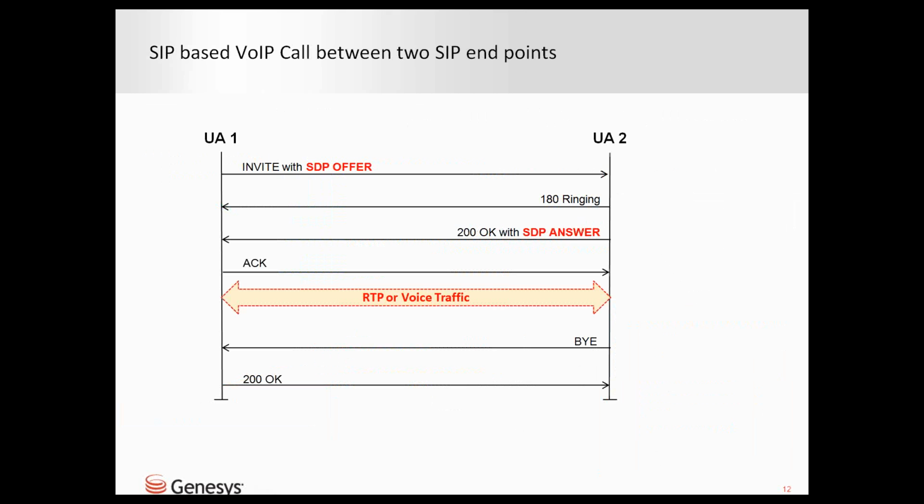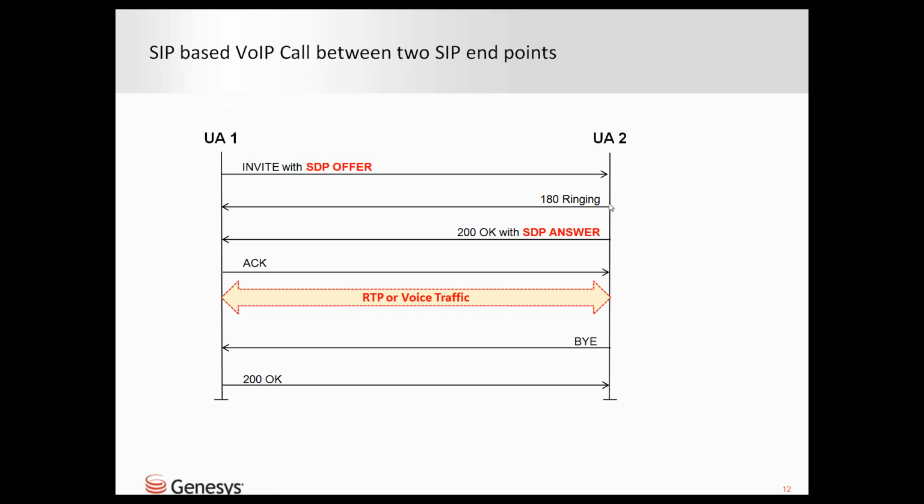Now, if you see a SIP-based VoIP call between endpoints, it's UA, user agent. This is the terminology we use in the RFC. Throughout the RFC, you will hear user agent 1 and user agent 2, and that's where you get back-to-back user agent also. Here user agent 1 sent an invite with SDP offer. The SDP offer is the message which contains the SDP, and it tells the RTP IP and port you can reach me on, and what codecs this UA1 supports.